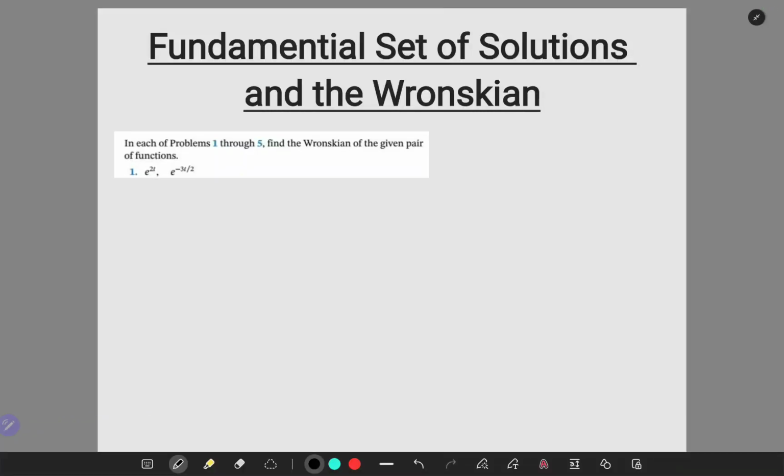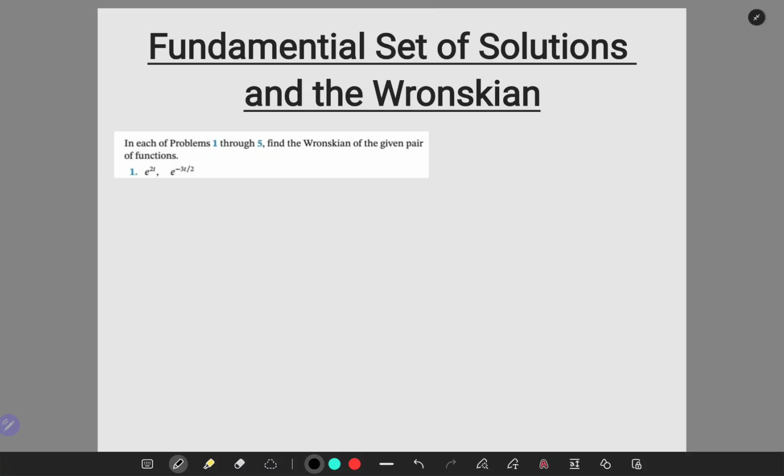Okay, so in this video, we're going to continue with the fundamental set of solutions and the Wronskian. We're just going to look at a whole bunch of examples. I think we just have 3 examples to look at. These problems are a little long, but this first one is really short. In the last video, we had to solve for y1, y2. In this first problem, we're given y1, y2, and it just asks us to find the Wronskian.